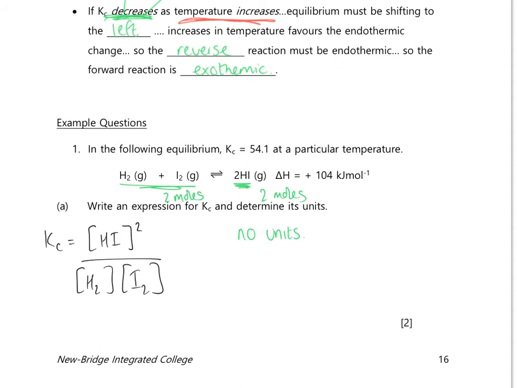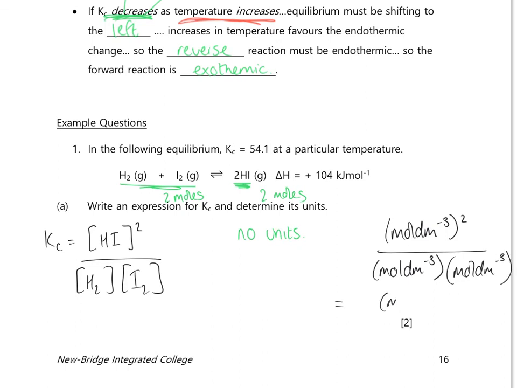If we did it the long way, HI is going to have a concentration of moles per decimetre cubed, but that's going to be squared, over moles per decimetre cubed for hydrogen, times moles per decimetre cubed for iodine. We can simplify that down to moles per decimetre cubed to the power of 2 over moles per decimetre cubed to the power 2. Those cancel each other out to give us no units. But again, don't just write nothing. You need to write that it has no units.